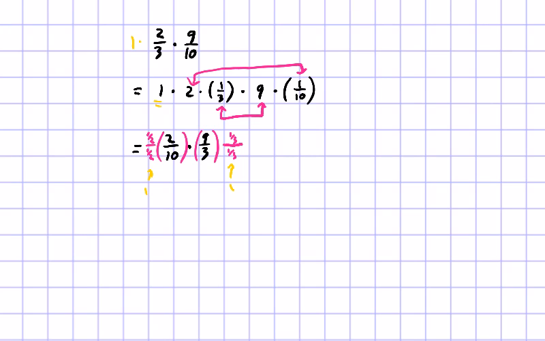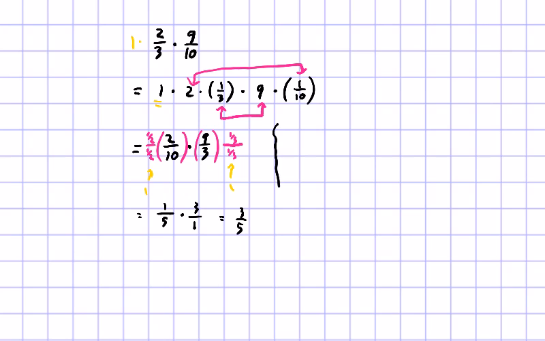But now if we multiply those things out, 1/2 times 2 is 1. 1/2 times 10 is 5. 1/3 times 9 is 3. And 1/3 times 3 is 1. So we're left with a final answer of 3/5.